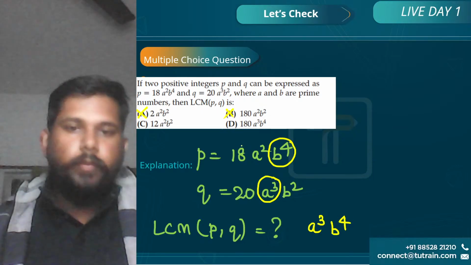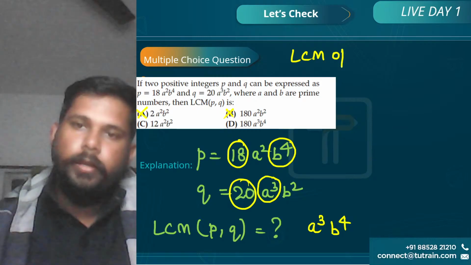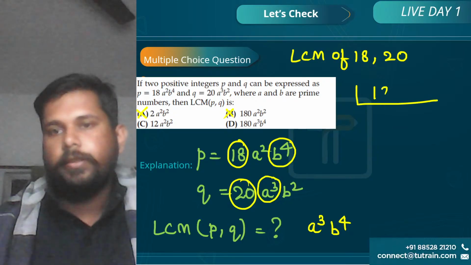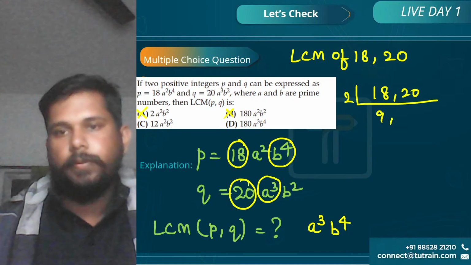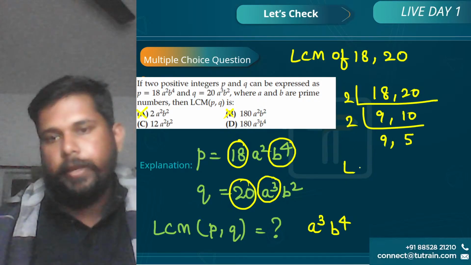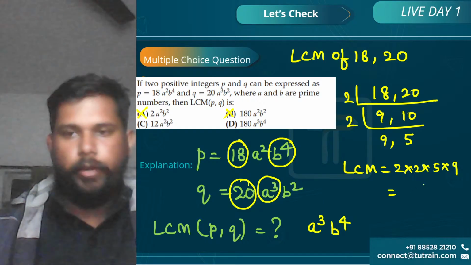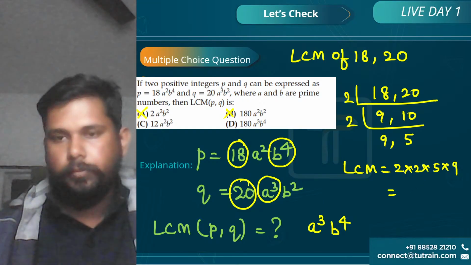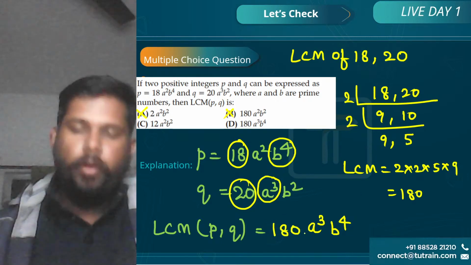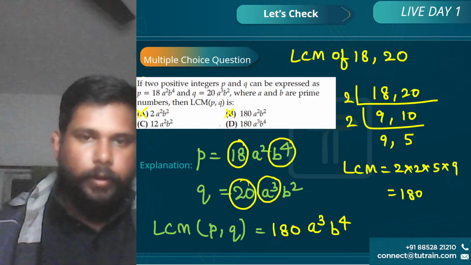But you need to also find the LCM of 18 and 20, right? You need to find the LCM of 18 and 20. So you can just use this method which we have learned. The LCM will be 2 times 2 times 5 times 9, that will be equal to 180, right? So it will be 180a³b⁴. So the correct answer is option D.